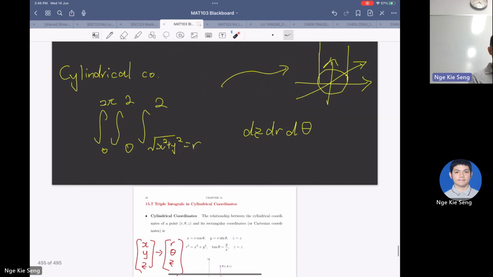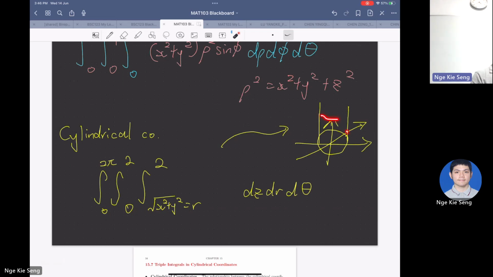So at the boundary, we cut at 2. So we cut at 2 here. And then for the rest, we have this height change. So it's the cone that we want.